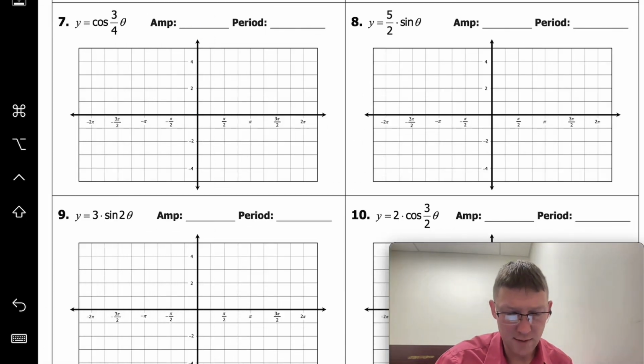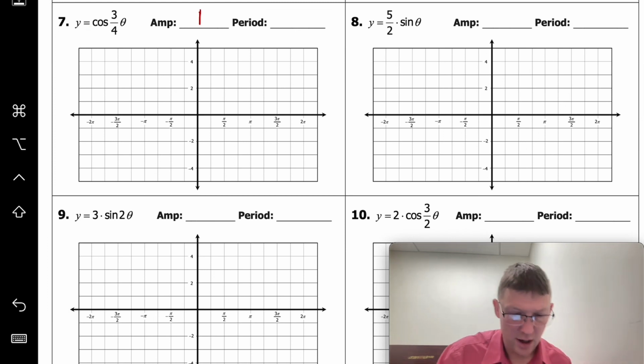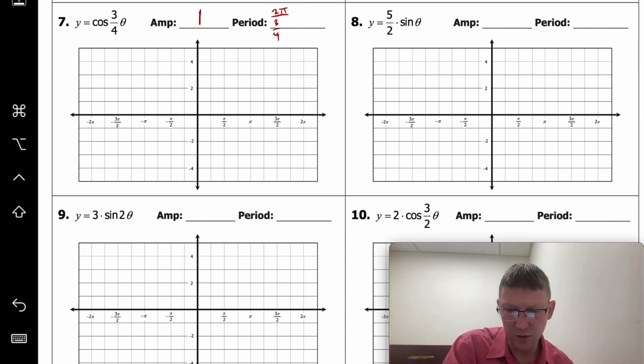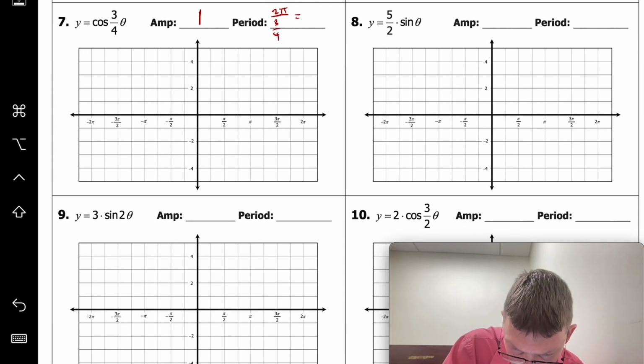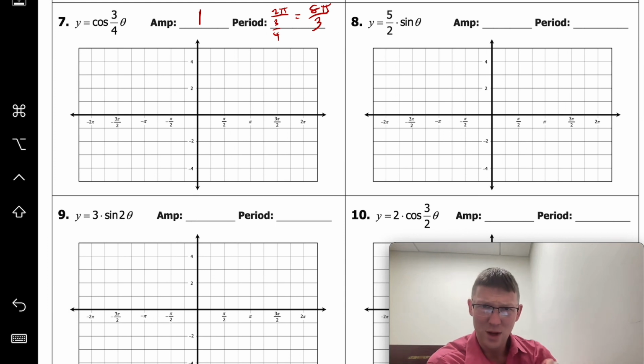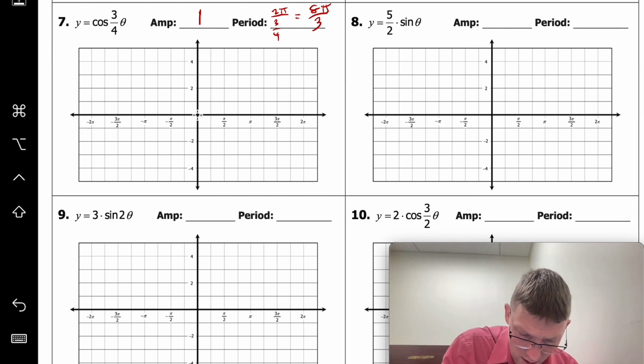So looking at number 7, our amplitude is 1 because there is no number there. So it's an implied 1. And then our period is going to be 2 pi over 3/4. We're going to multiply by the reciprocal. So that's going to be 8 pi over 3. Another 3. These 3s are kind of hard. But that's okay. So cosine at 0, our amplitude is going to be 1.